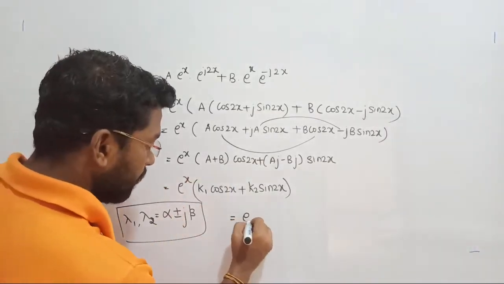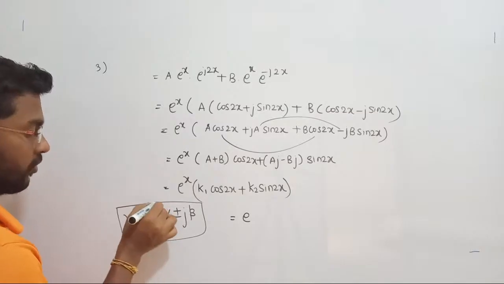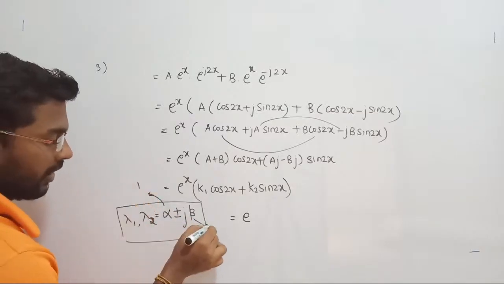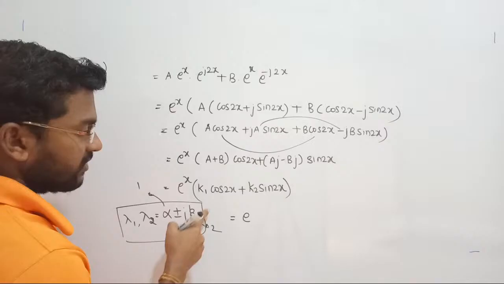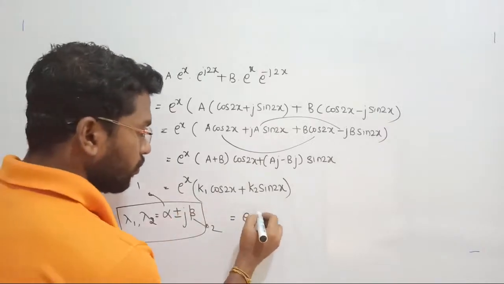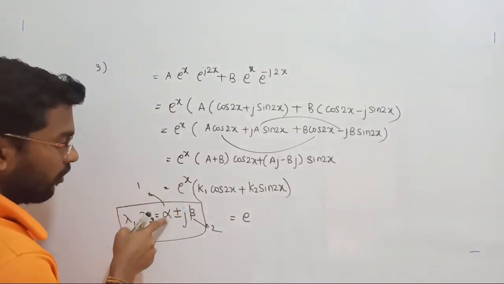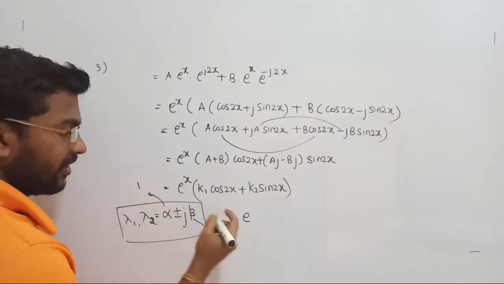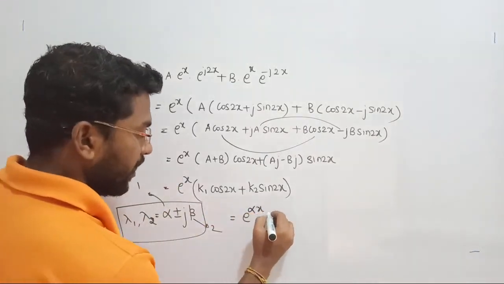So that can be written as e power... let me generalize. We took a number: for alpha I took 1, for beta I took 2, such that 1 plus or minus j2 can be written like this. So the solution will be e power alpha x, where instead of 1 let me generalize and put alpha. I am getting alpha x, right?